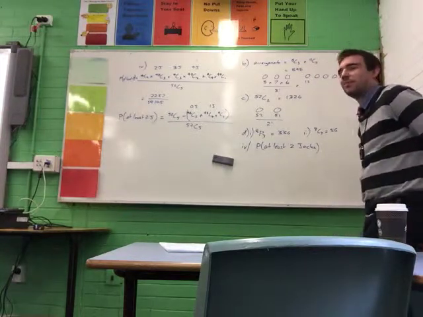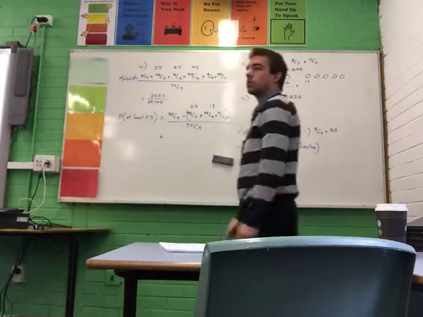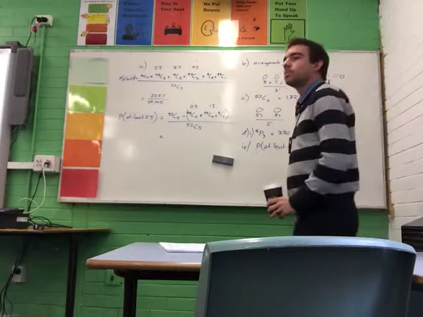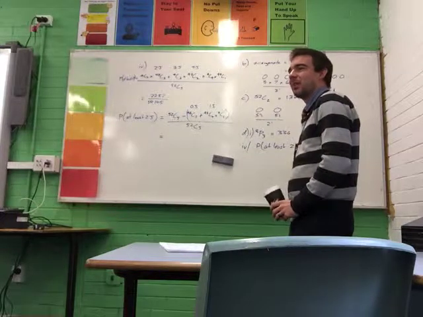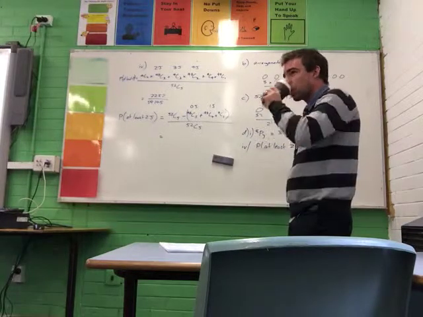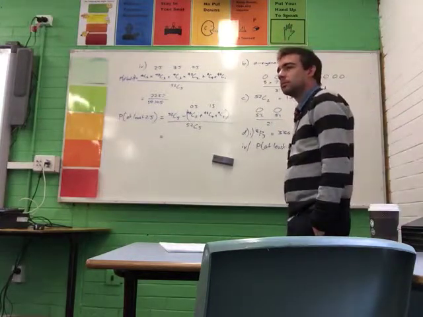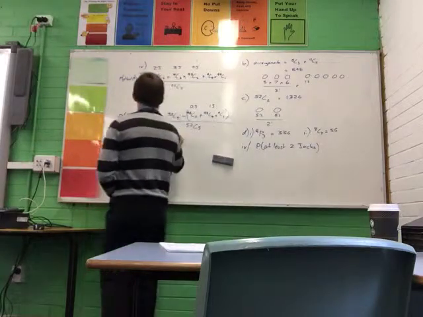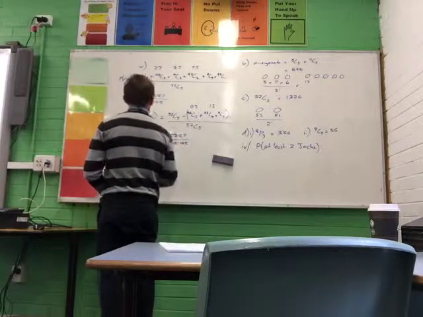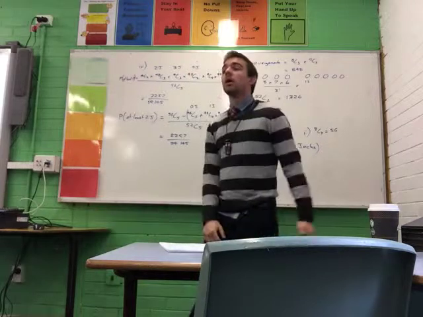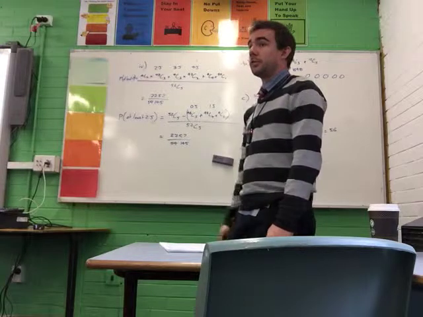Did we get the same answer? It should be the same number. Let's check it. Yep. So 2257 over 54,145. Yes. Now, using complement probability can be very useful.